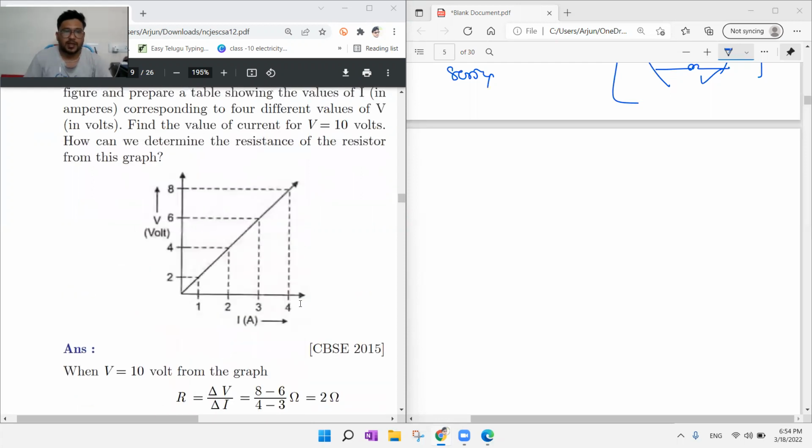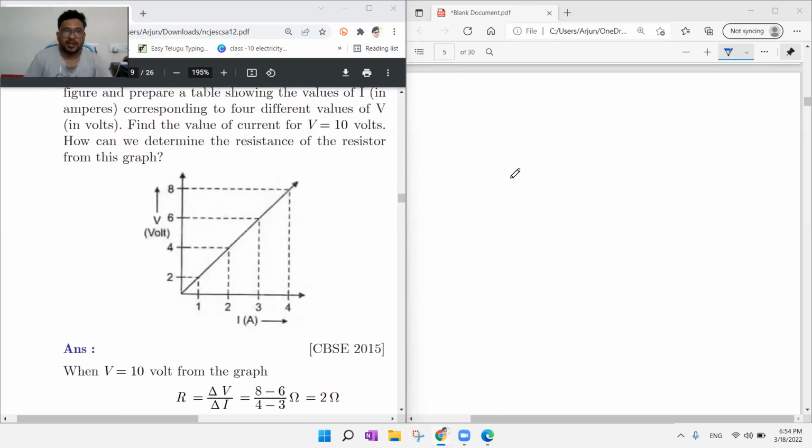It is quite simple. If you observe the graph, with V on one axis and I on the other, when V is equal to 2 volt, I is 1 amp. V is in volt, I is in amp. When voltage increases to 4, current increases to 2. When voltage increases to 6, current also increases to 3. And when voltage is 8, current is 4. So what is the relation?